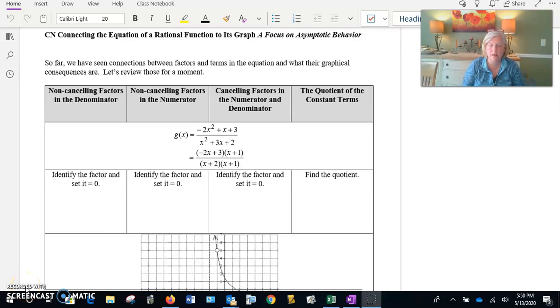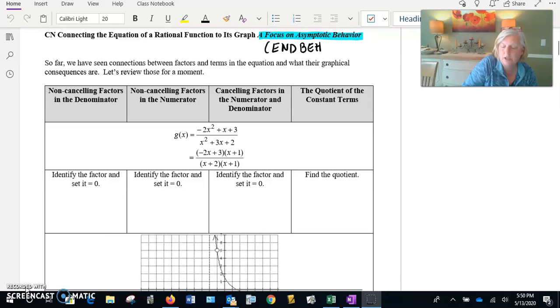Hi guys, welcome back. We're going to take a look at connecting the equation of the rational function to its graph. And really what we're looking at today is going to be a focus on the asymptotic behavior of the graphs. And what we really mean by that, especially in this set of notes, is we're going to be focusing on the end behavior of the graphs.